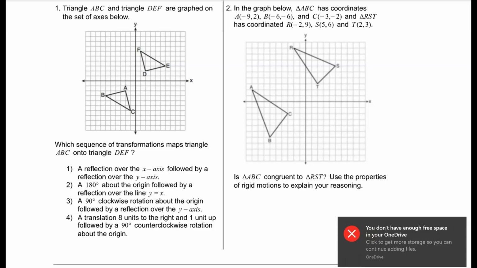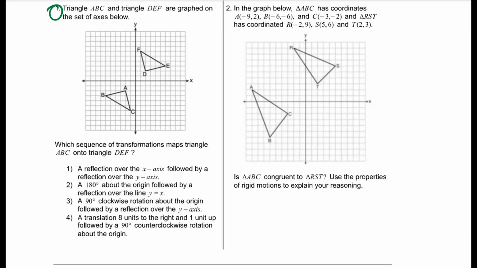So in this video, we're going to go through review 2 for the transformations test. For number 1, they've given us two triangles that we're looking at here. They're graphed, and there should be some series of transformations that maps ABC onto EDF. For these multiple choice questions, the strategy is just to go through each choice and see which one maps one figure onto the other.